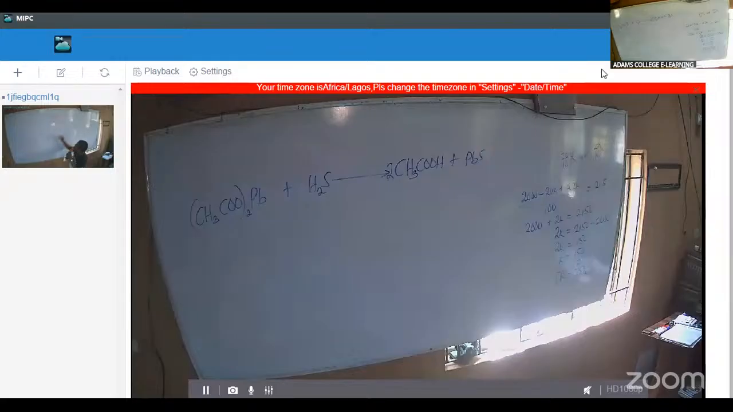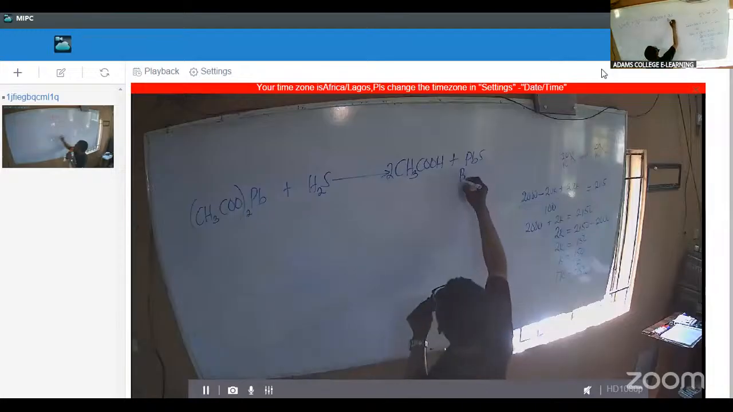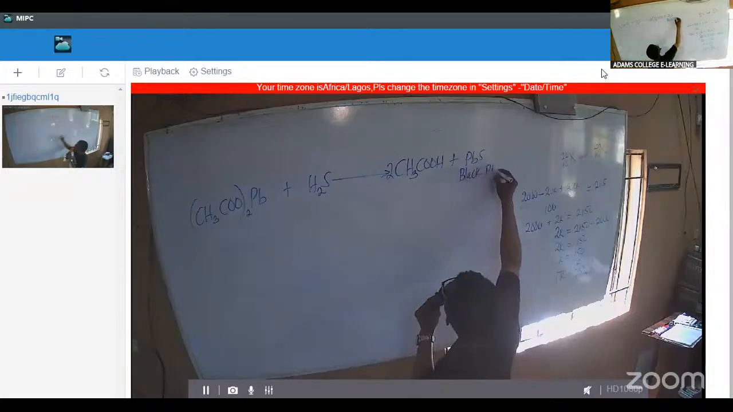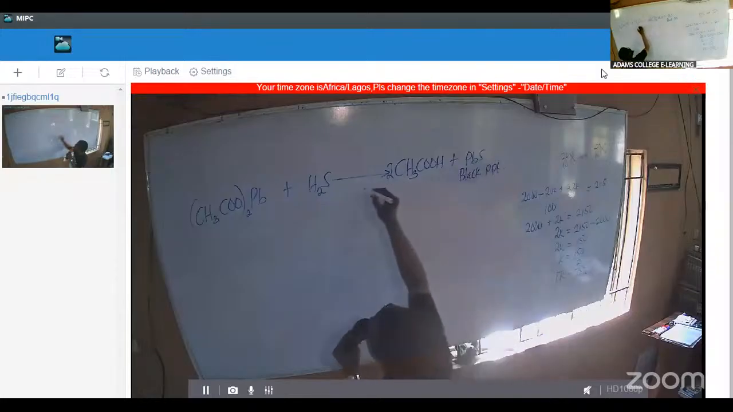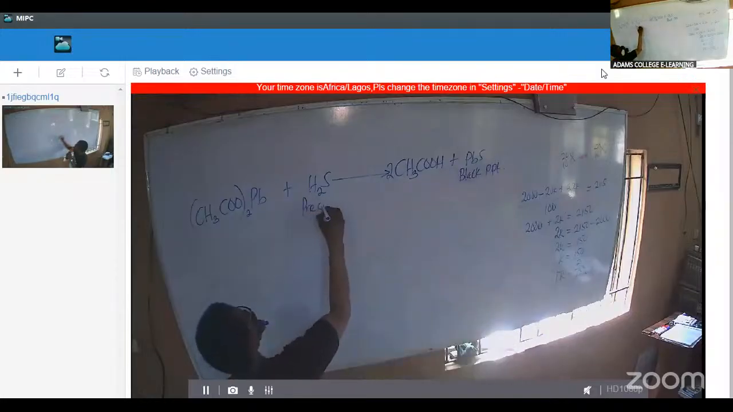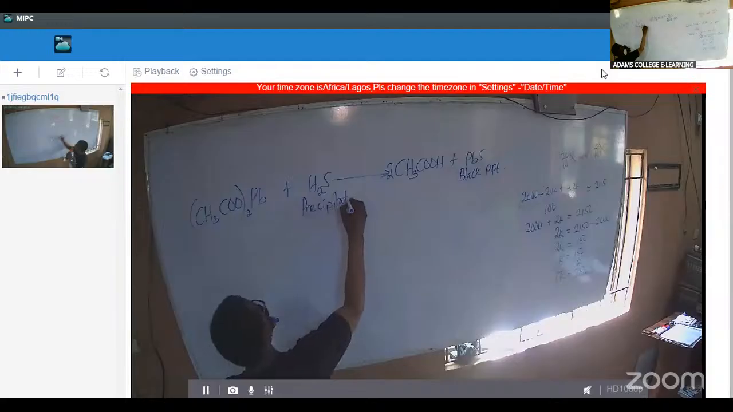Any property? Precipitating. This is a black precipitate. So this is the precipitating property.